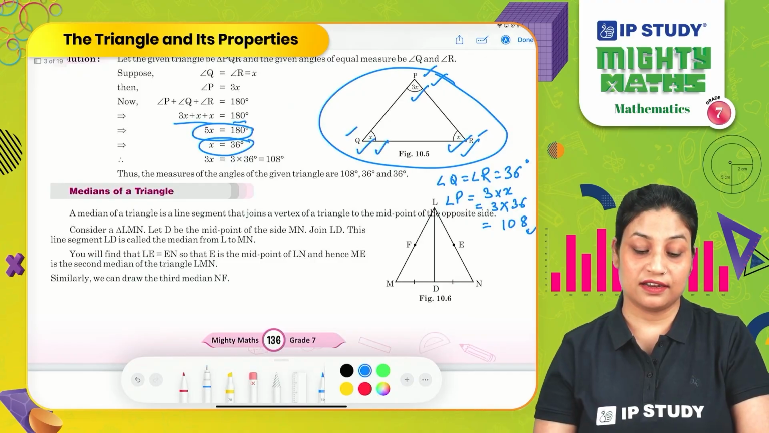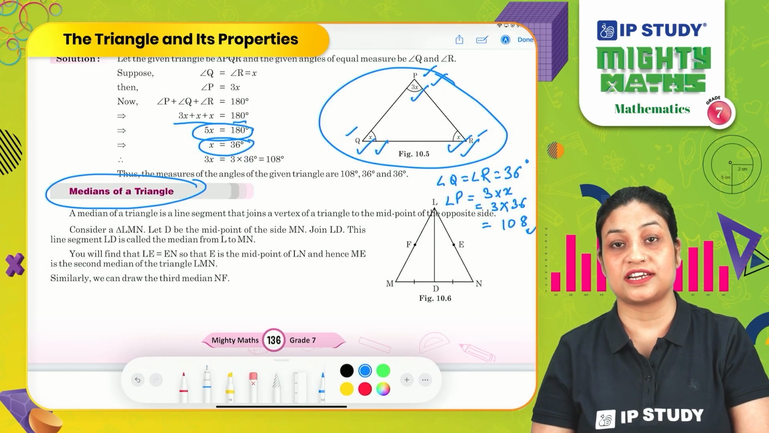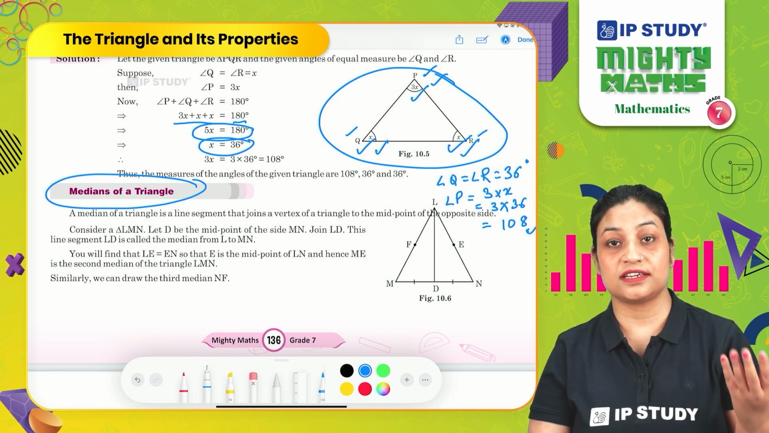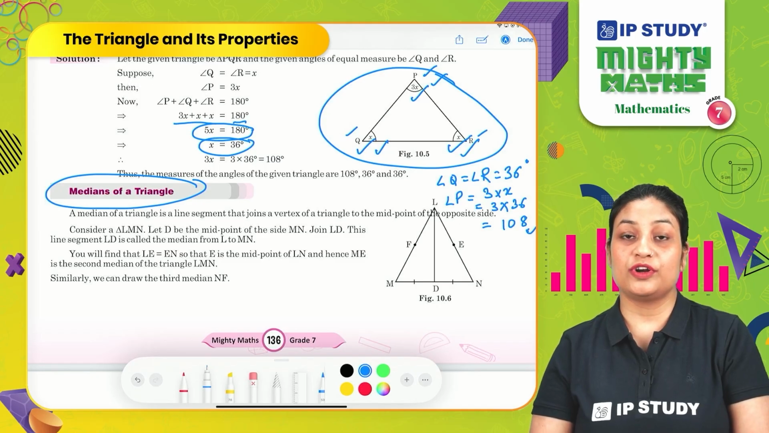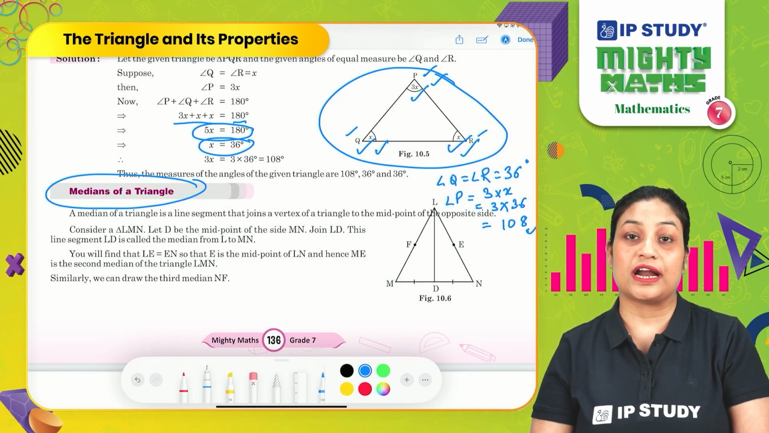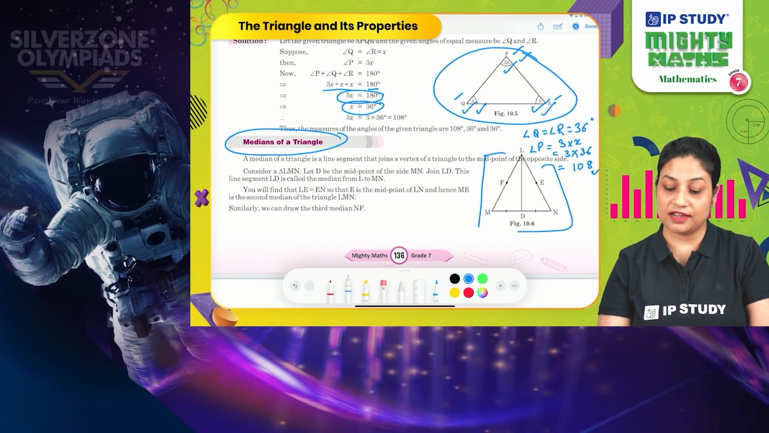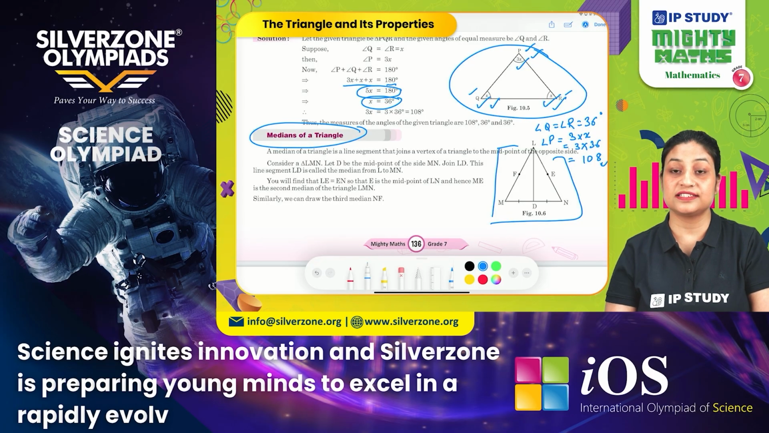Let's see what that is. It is medians of a triangle. It is very important to understand because these concepts are very important when you move to the next grade. Okay? So let's understand this topic. What do you mean by median of a triangle? What does it mean? In order to do that, let's take an example. You can see on the screen a triangle LMN, right? A triangle LMN is given to you.